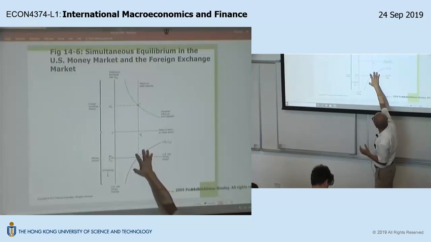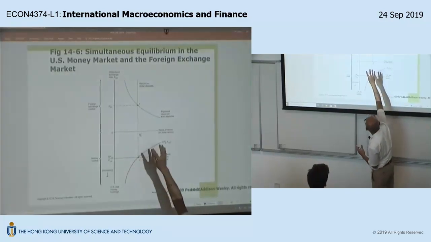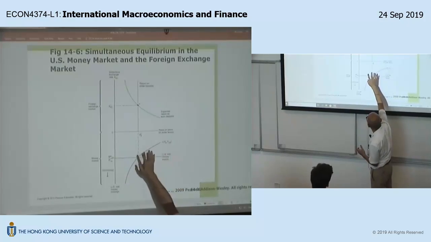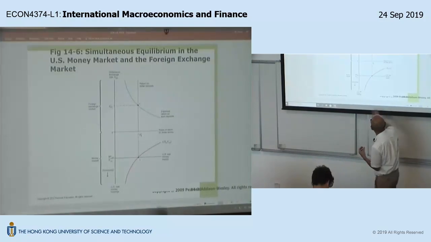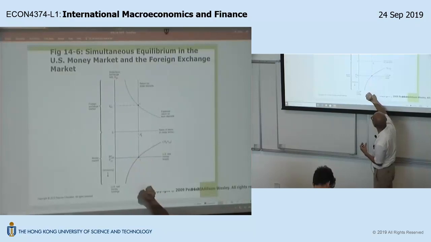Now this bottom panel is the new diagram that we've seen today. This is the money market. So the top panel is the foreign exchange market, and the bottom panel is the money market. In particular, this is the money market of the U.S. Okay, the U.S. money market.